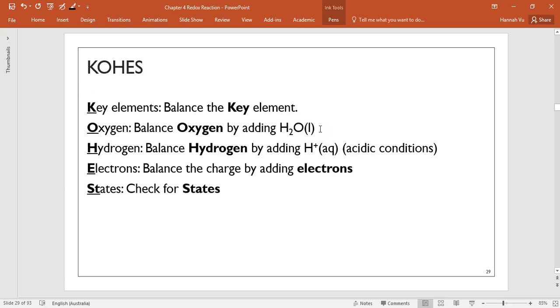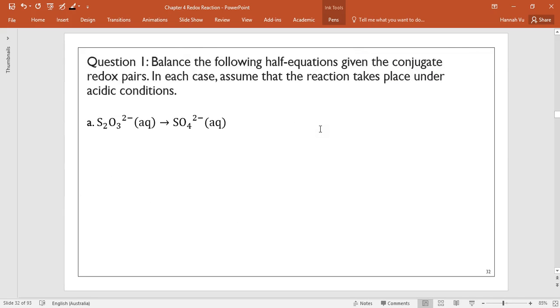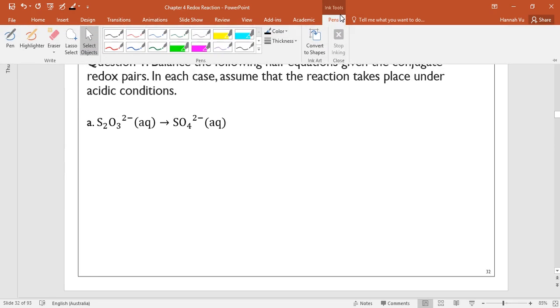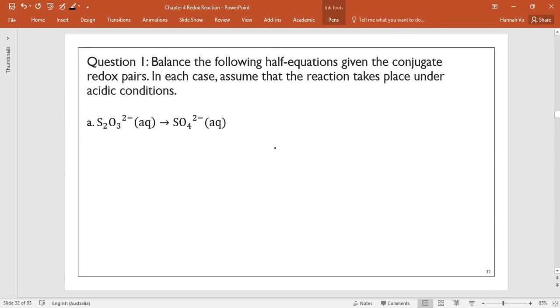All right, so let's just start with the first question. So we have question 1. You need to balance the following half equations given the conjugate redox pairs. So you are essentially given the reactant and the product, and this is not going to give you a full equation, just a half equation. In each case, assume that the reaction takes place under acidic conditions, which means that we are allowed to use CHOHES. We will talk about other conditions later. Acidic conditions just mean it has some form of hydrogen ions or acid in it.